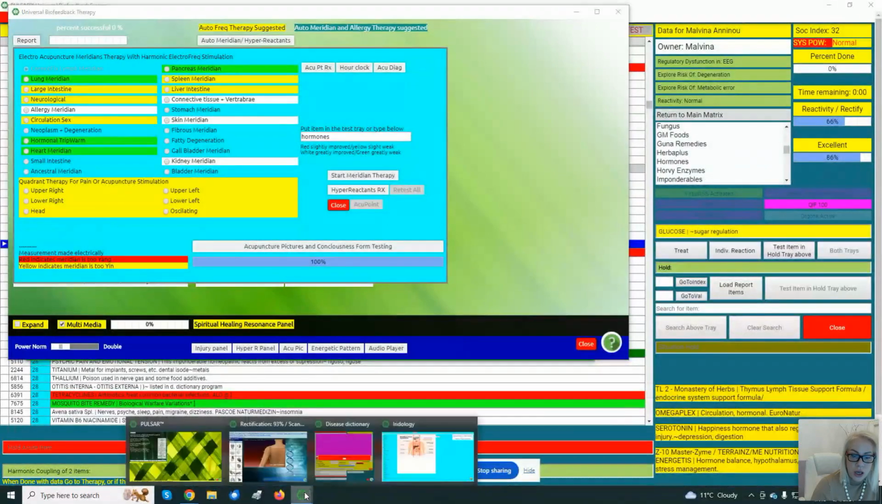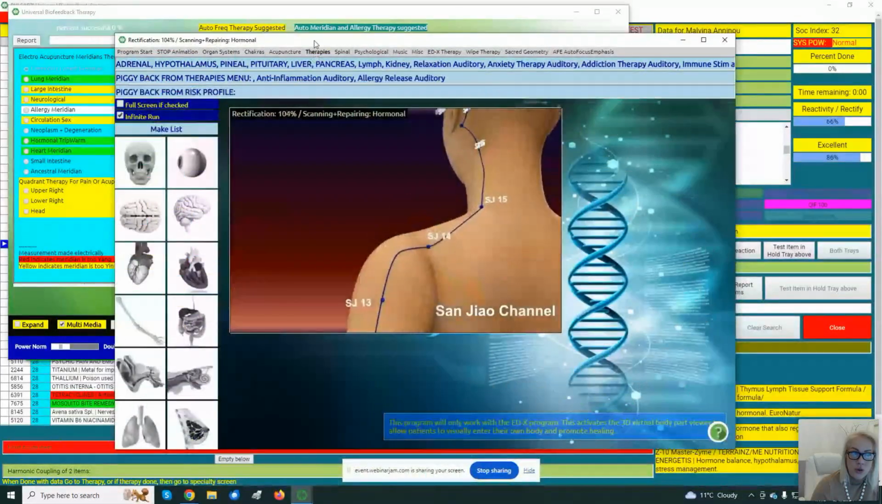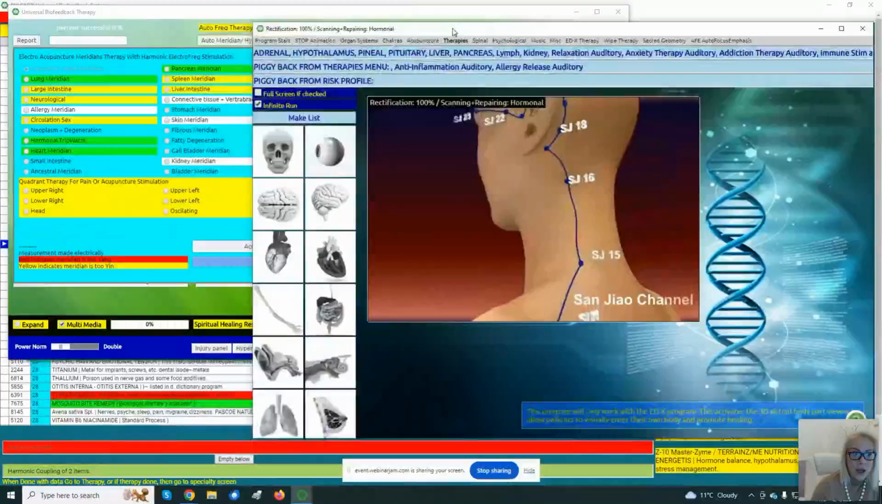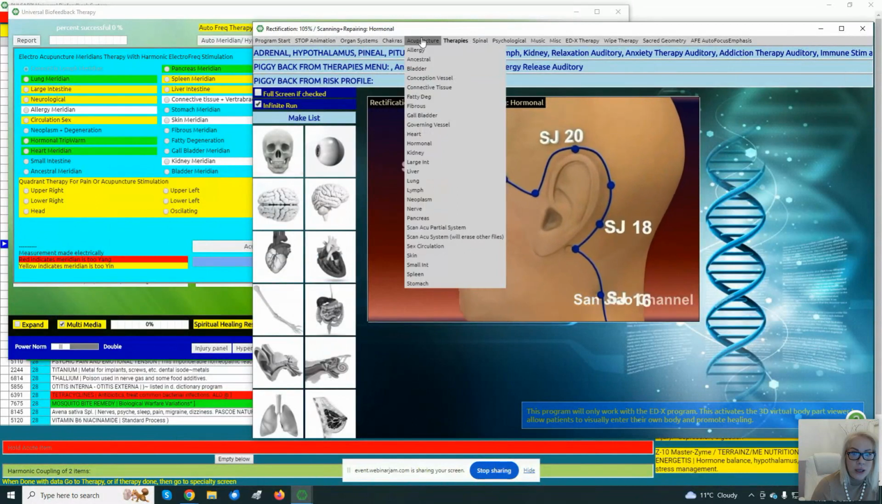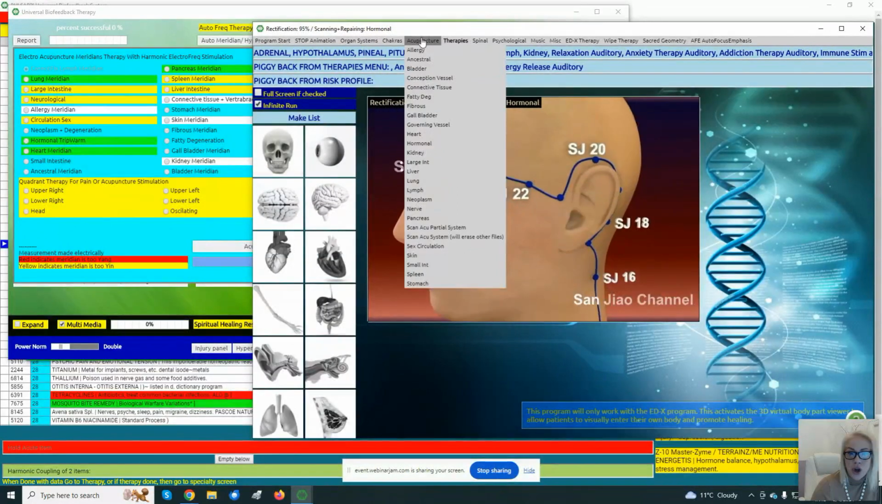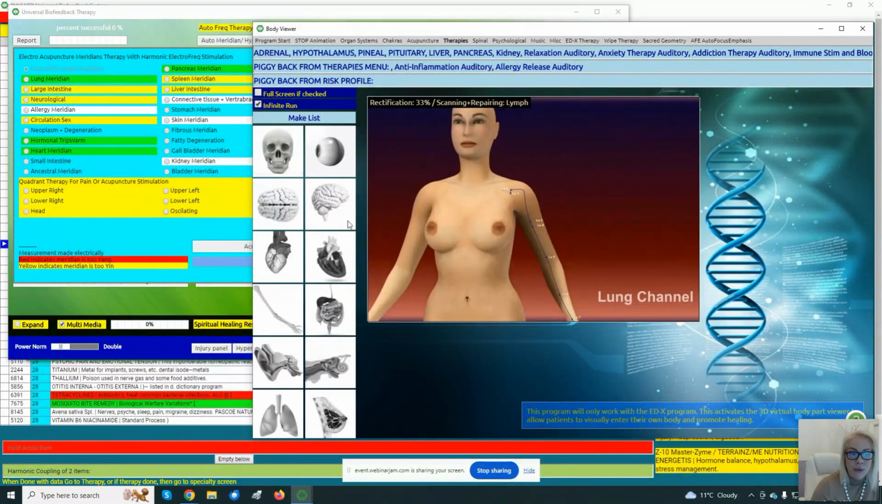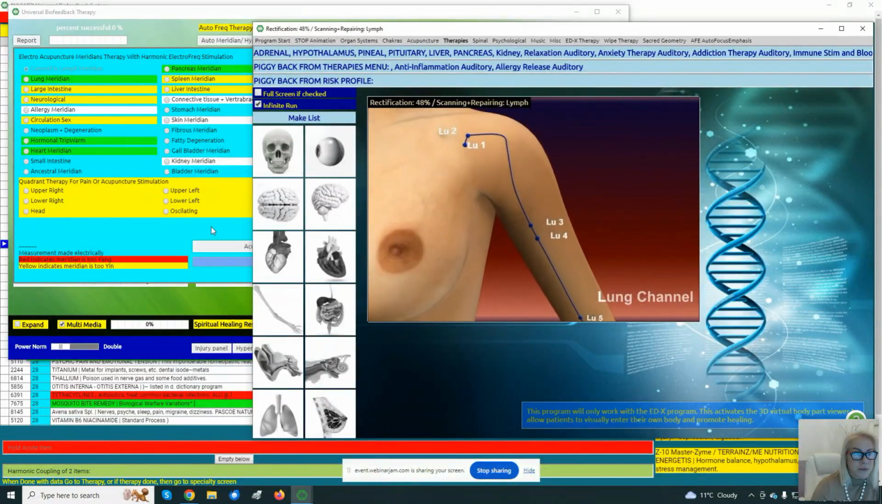So what I usually do, I usually go here to my body viewer, and whatever I can't fix in the front, I'll go in the background in my piggybacks and go here to lymph and let that run so I can support my lymph channel.